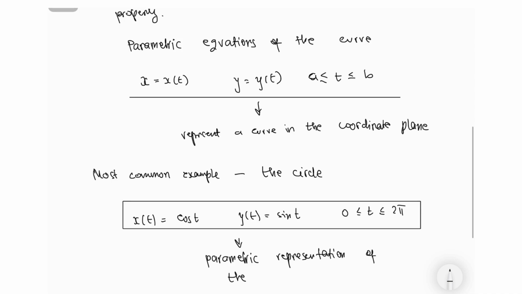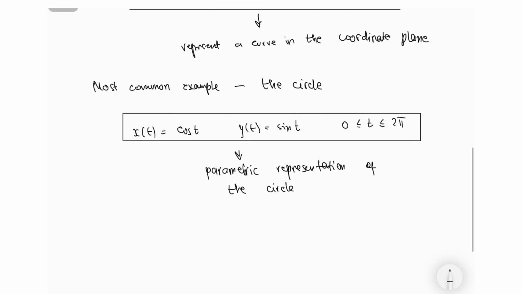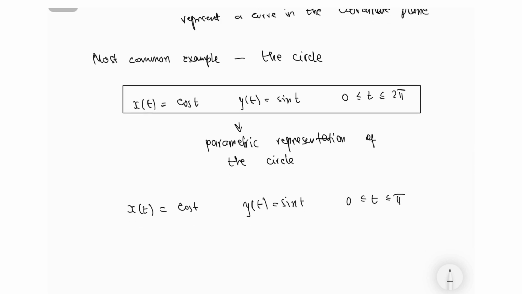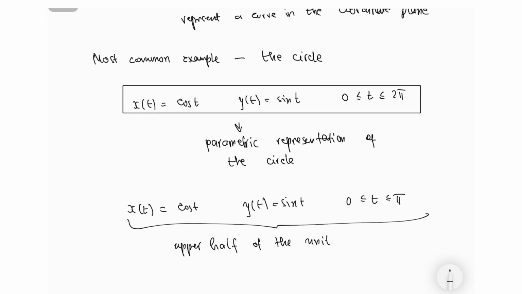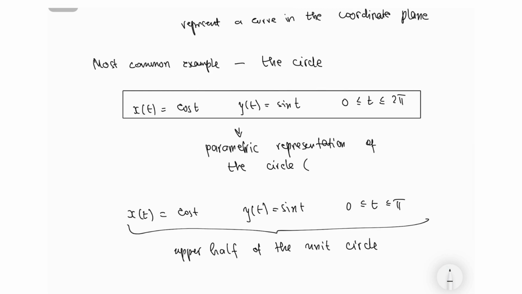Now this is not a function because the values are not uniquely determined, but if we have, for example, x of t equals cosine t and y of t equals sine t, and t goes between 0 and pi, then this represents a function, and this is the upper half of the unit circle. So I will just put here, it is meant unit circle.